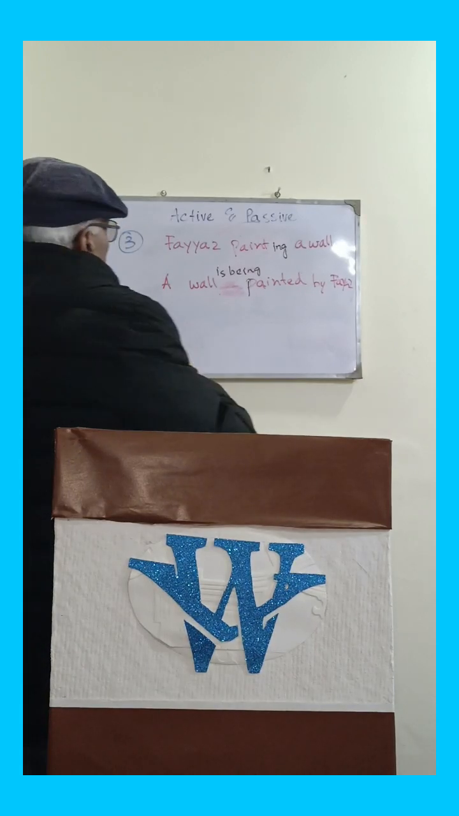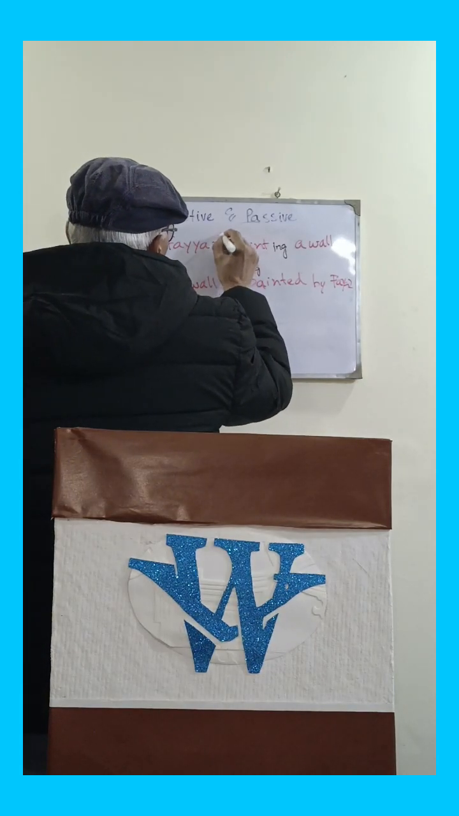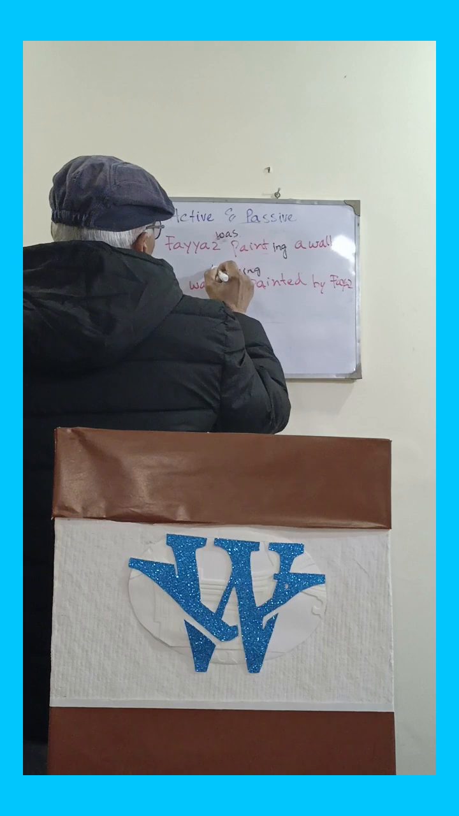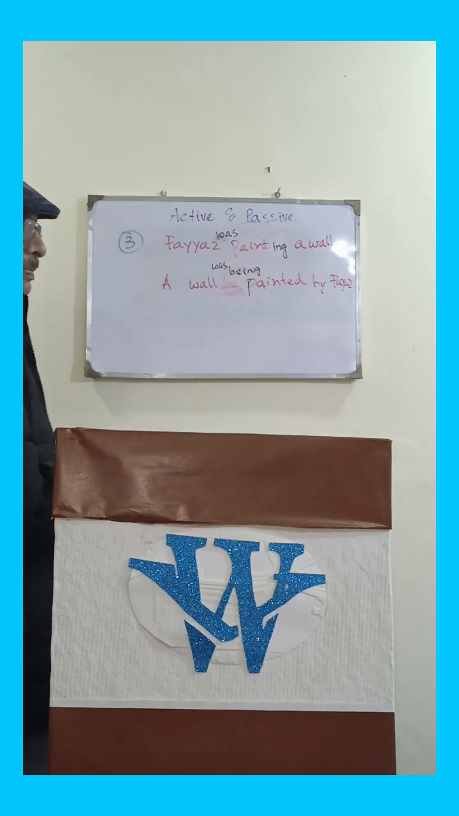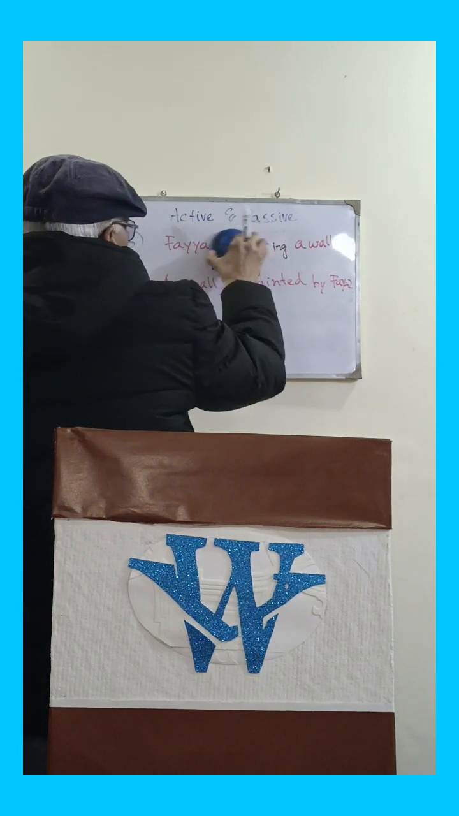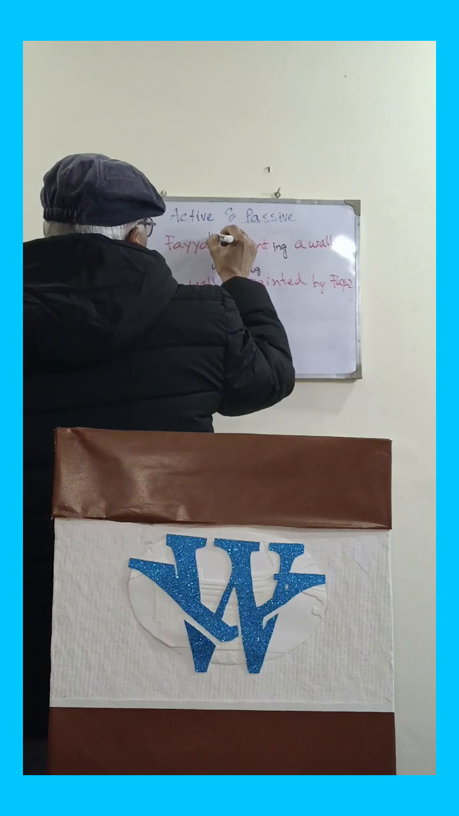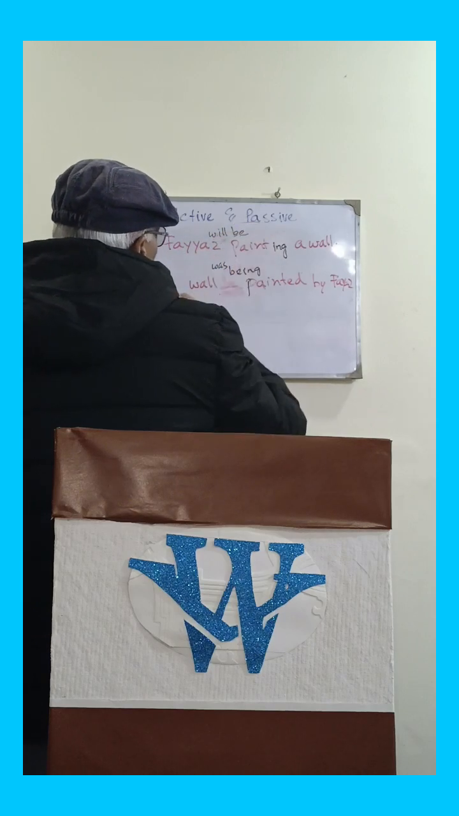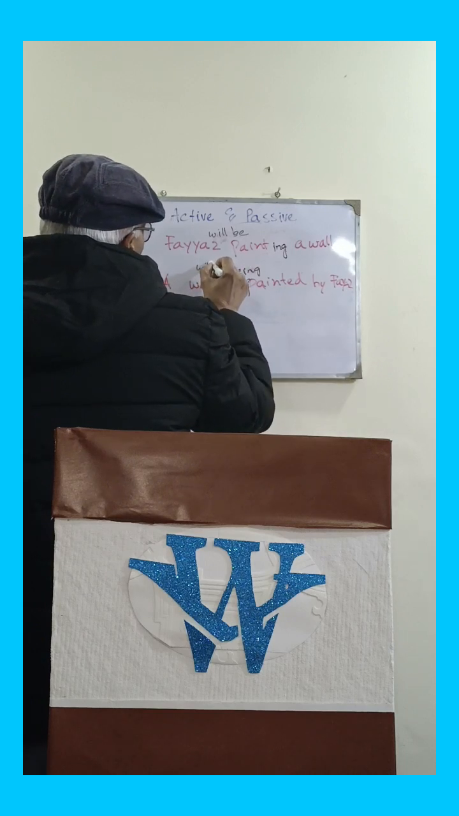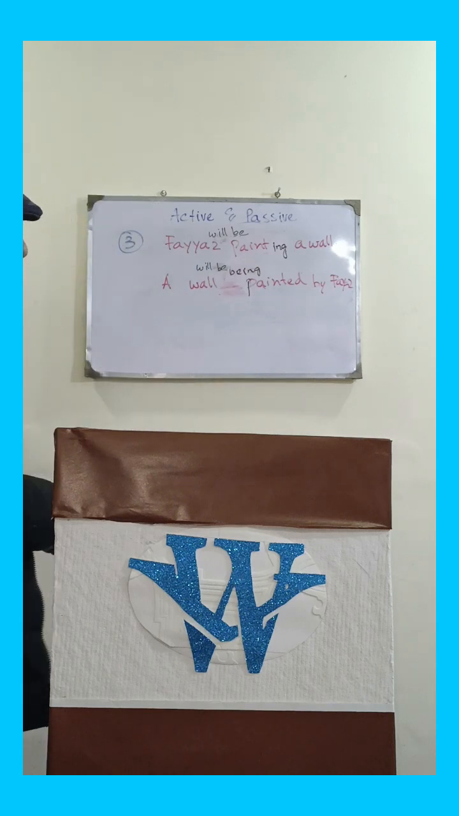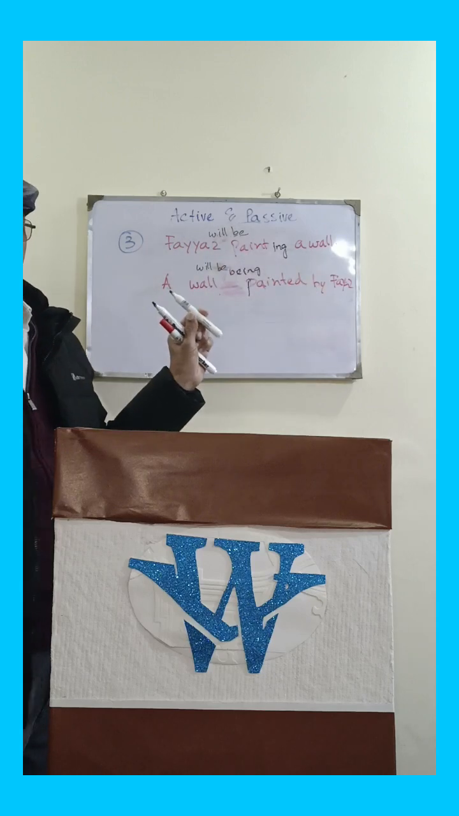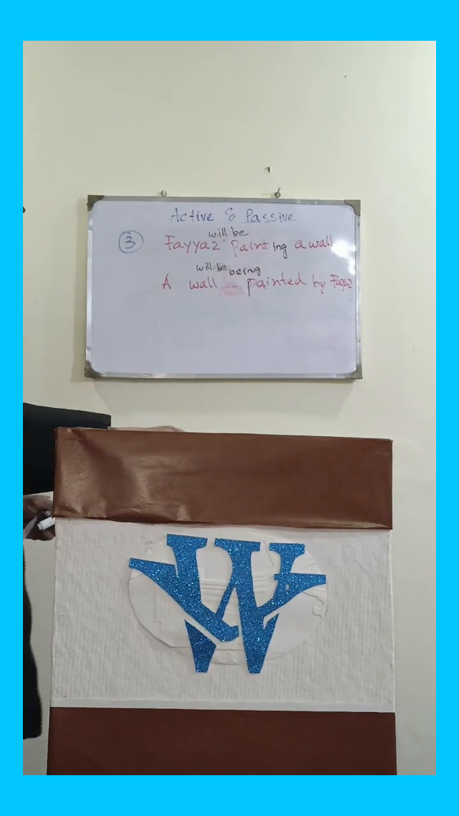And if it is Fayaz was painting a wall, so here it will be a wall was being painted by Fayaz. Or if it is will be painting, all continuous tenses, so here it will be a wall will be being painted by Fayaz. See, the first two things are the same, only you keep on changing the auxiliary.